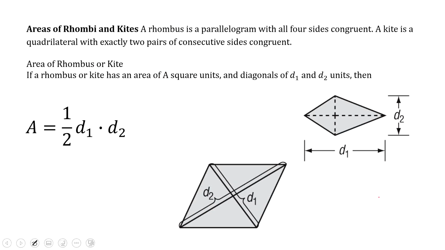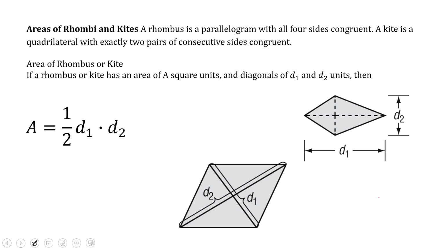Next is the area of rhombuses and kites. These are a little different because what we're going to do here is multiply the diagonals. Remember, rhombuses and kites both have diagonals that intersect at 90-degree angles. So we can multiply them together and divide by 2, sorry, multiply by 1/2. We're going to get the area.